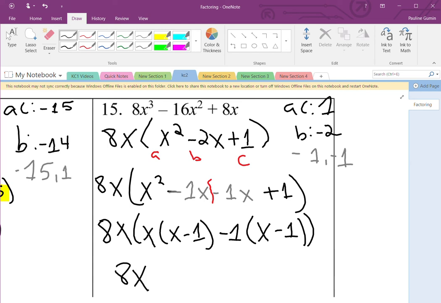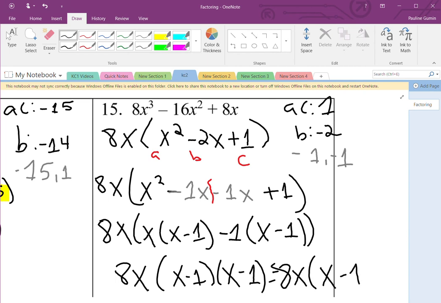All right, 8x is still hanging out there. We already factored it out. There's nothing we can do with it. We have x minus 1 and another x minus 1. Sweet. You could actually simplify this just a little bit and rewrite it as x minus 1 squared. Would it be wrong if you left it with two x minus 1s? No, not really. But it is more concise if you make it x minus 1 squared.